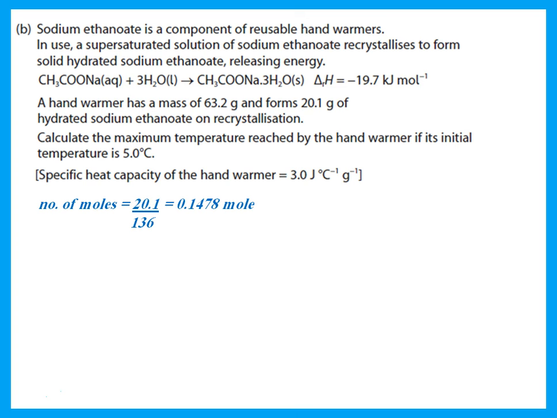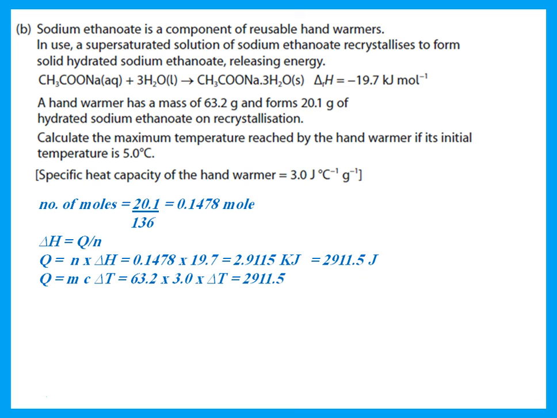So the number of moles is 0.1478. That is the number of moles of the hydrated sodium ethanoate. Now he's asking about what? He's asking about the hand warmer, which is the sodium ethanoate. But what are we going to do now? We're going to use delta H to get Q.